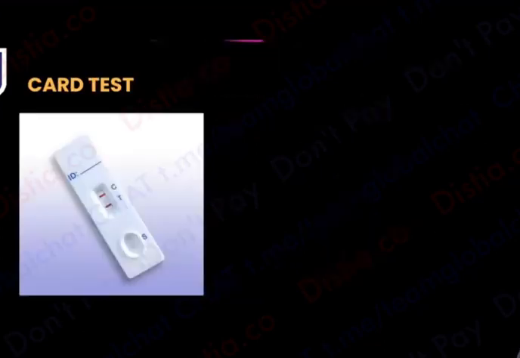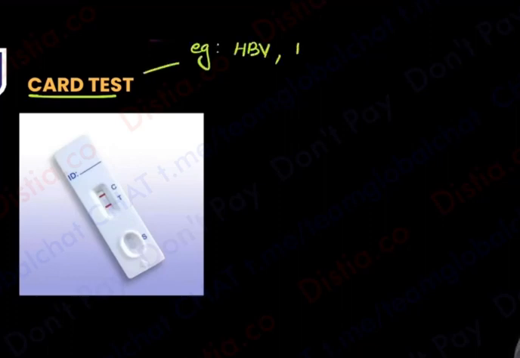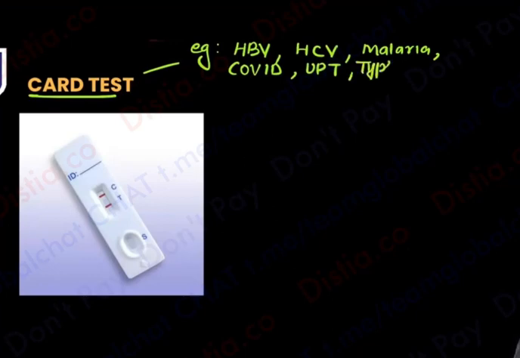Coming to the last test that we have in this chapter, and that is going to be the CART test. Of course, this is also an antigen antibody test, and you can do CART test for so many things. I'm only giving you examples. You have CART test for hepatitis B, hepatitis C. There are CART tests for malaria. And of course, how can I forget COVID? Even the urine pregnancy test is a CART test. Not just blood, urine pregnancy is also a CART test. So there are n number of CART tests. Typhoid fever also has a CART test. So it's an endless list.